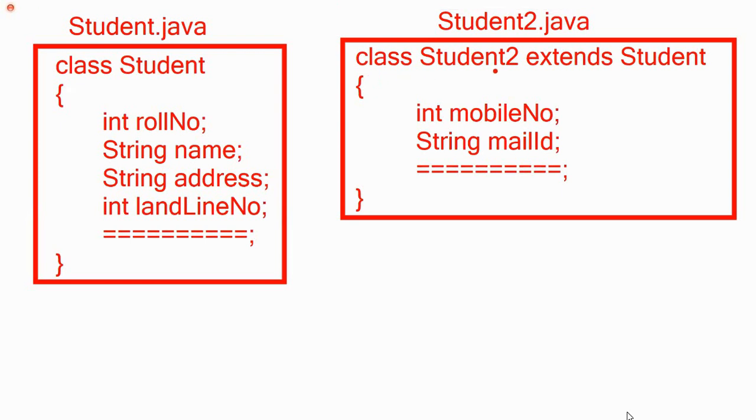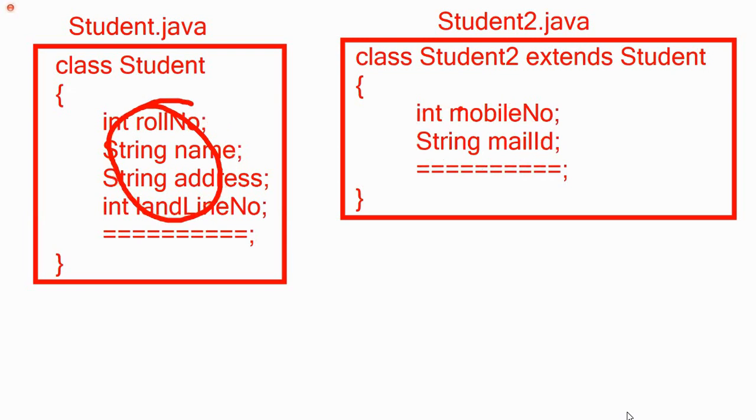Creating a new class, student2, from an existing class using extends student is called inheritance. In inheritance, the existing class is called the superclass. The new class is called the subclass. If we create a superclass object, memory is allocated to superclass members only. If we create a subclass object, memory is allocated to both superclass and subclass members.